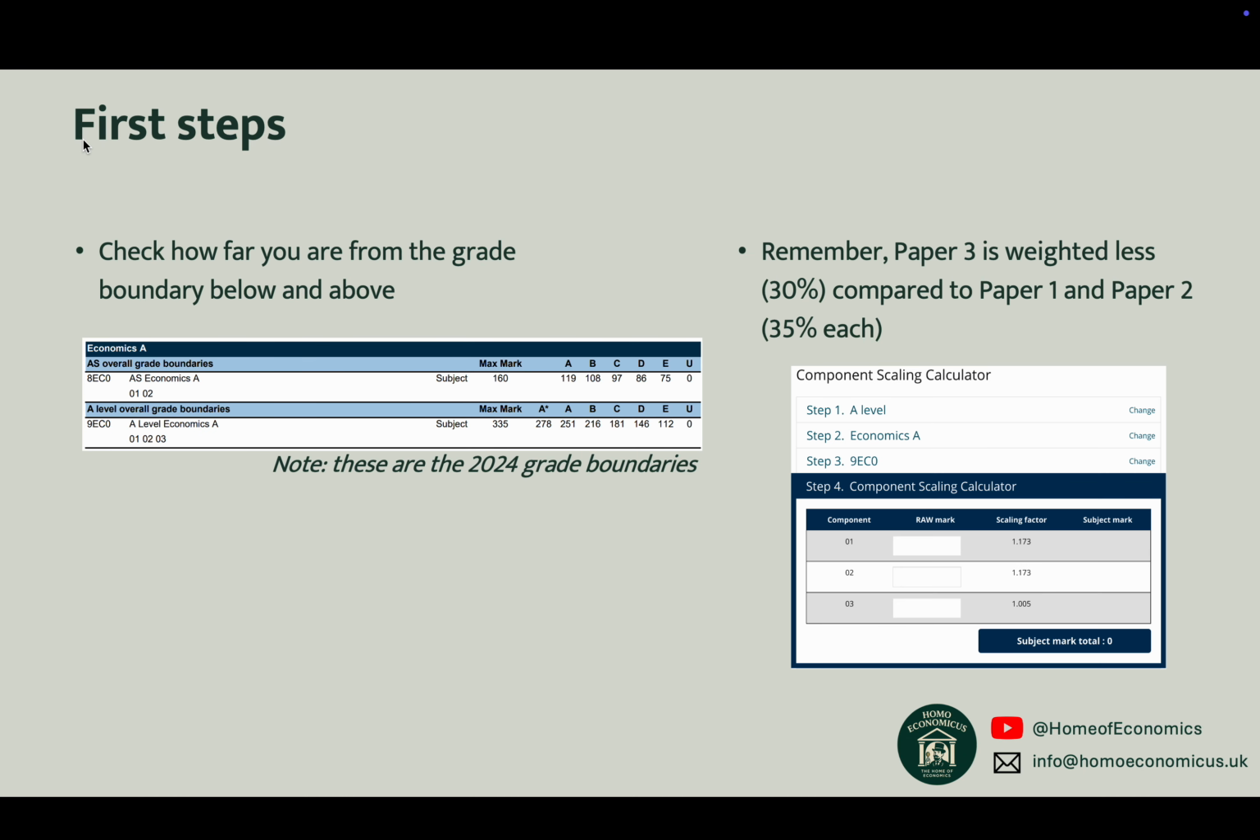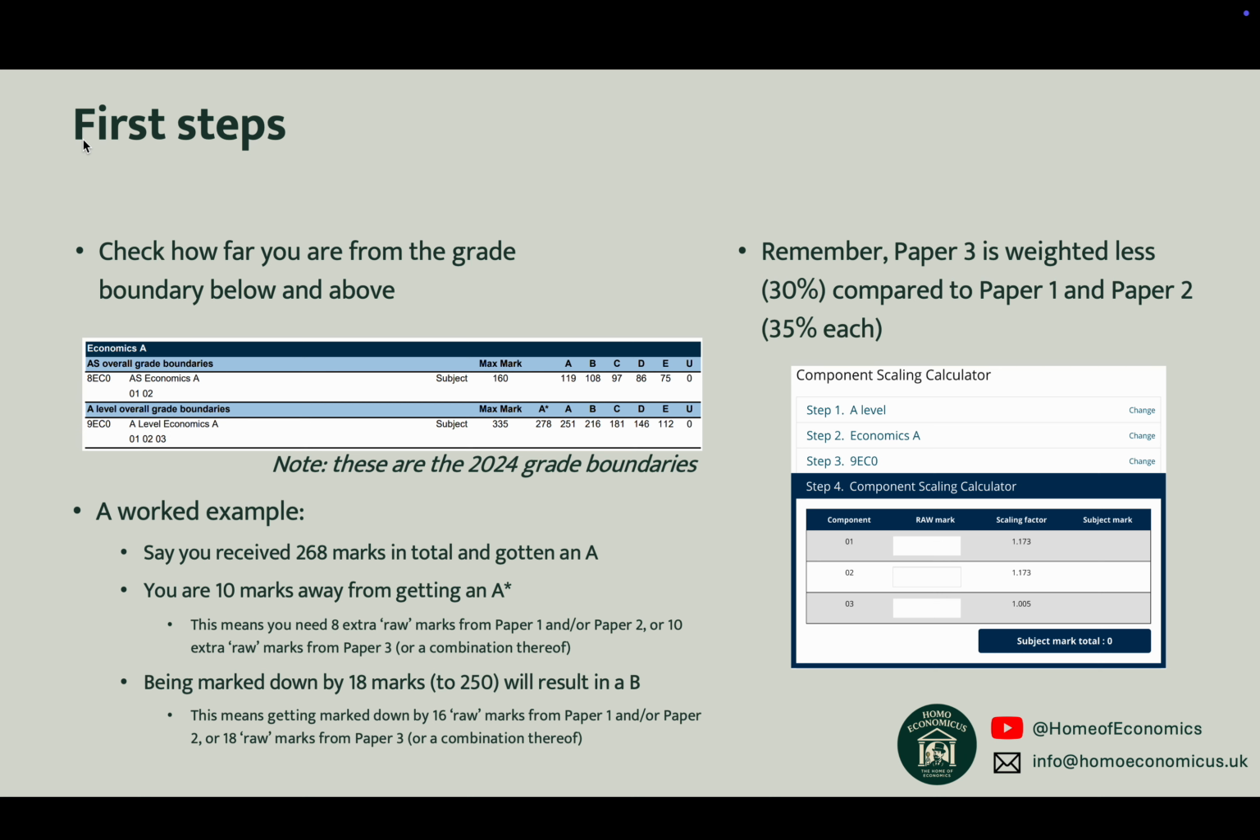So the first step for you to do is to check how far you are from the grade boundary below and above. This is important so that you know which paper you might want to think about remarking. As you know, there are 3 papers to your A-level economics exam: paper 1 micro, paper 2 macro, and paper 3 both micro and macro. What you might not know is that paper 1 and paper 2 are weighted just slightly more than paper 3. So paper 1 and paper 2 are worth 35% each, and paper 3 is worth 30% of your overall grade.